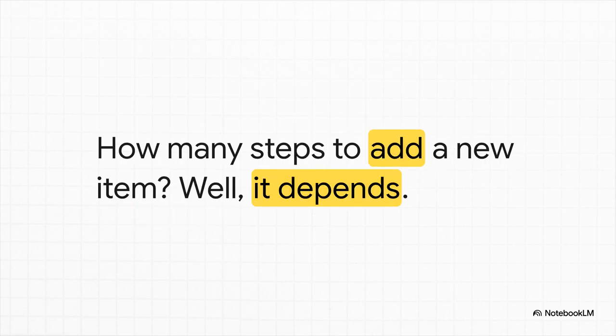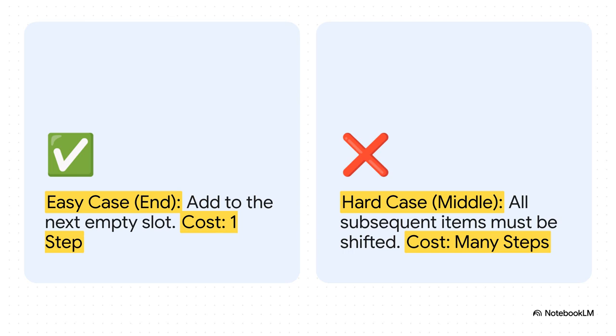What about our third operation, insertion? How many steps does it take to add a new item to our list? Well, it turns out it really depends on where you're adding it. You've got your easy case and your hard case. If you're just tacking an item onto the end of the array, no problem. That's one step. The computer just finds the next empty slot and drops it in.